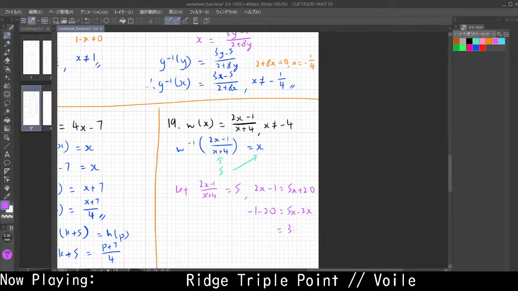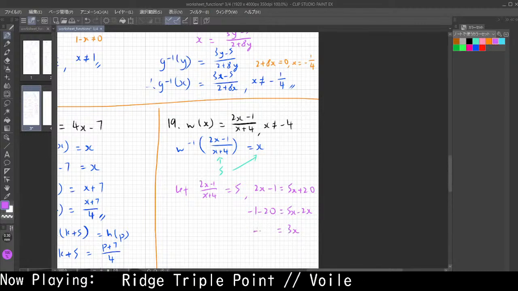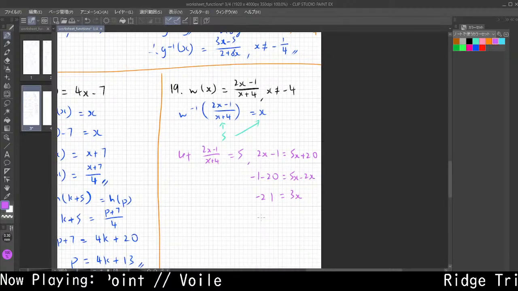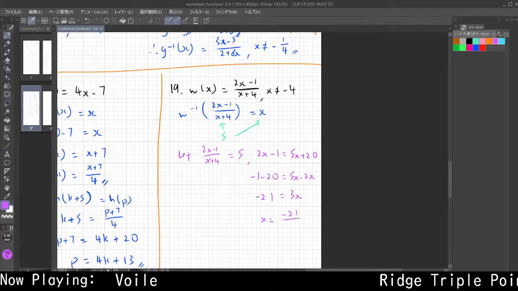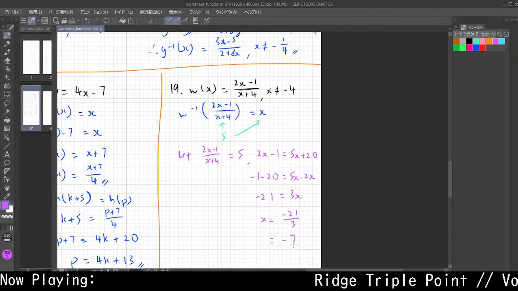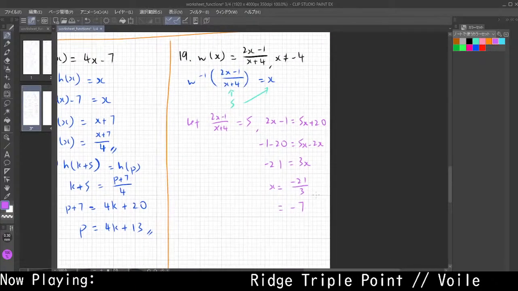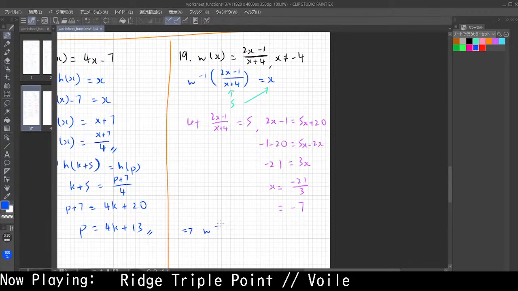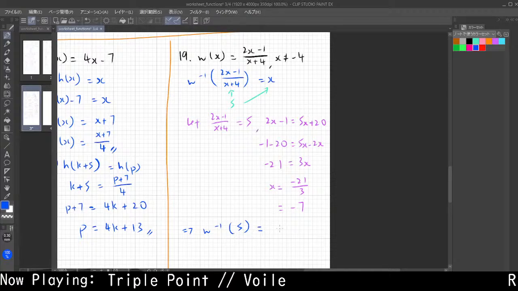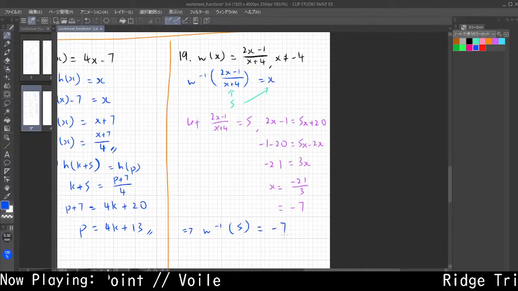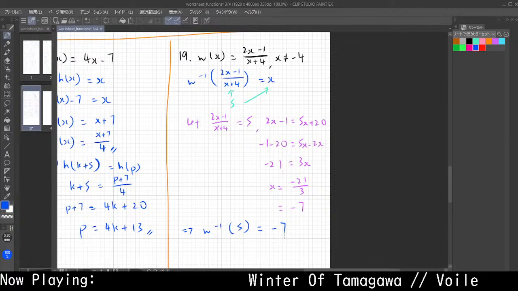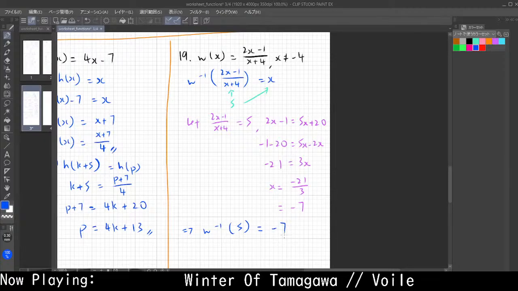5x minus 2x is 3x. Minus 1 minus 20 is minus 21. 3, you bring over to do division, so x will be equal to negative 21 over 3. This is negative 7. Okay. Therefore, what we have over here is W inverse 5 is equal to negative 7. You can verify this is true by substituting negative 7 into your Wx over here. You will get 5.